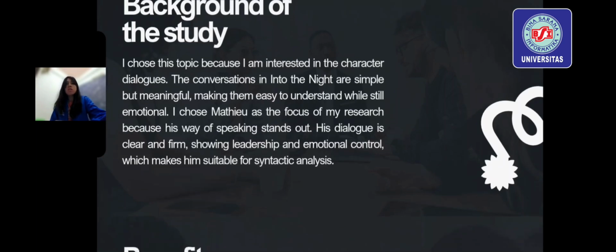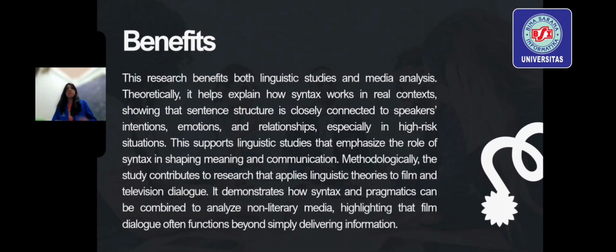Okay, so the next one is the benefits. I actually want to tell you about the benefits of this research, not only about this research, but the benefits of what I got from doing this syntax research. This research benefits both linguistic studies and media analysis. Why linguistic studies? Because I use a lot of journal references, and also the media analysis, which means Into the Night, the TV show.